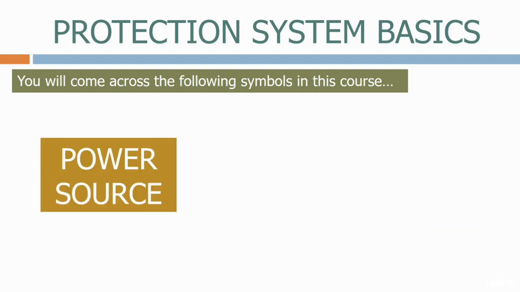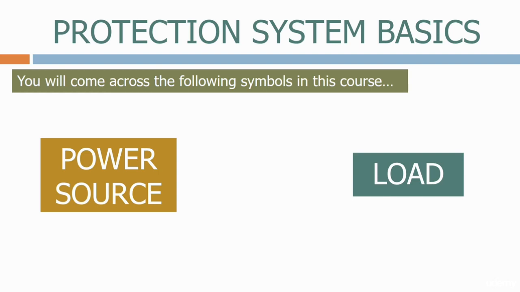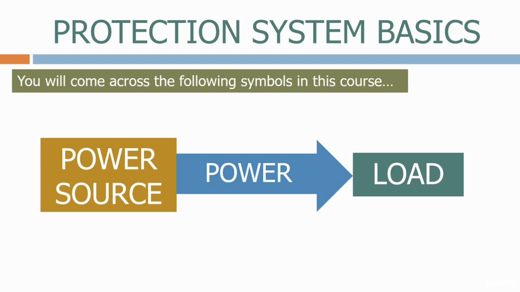The first is the power source. This is where the power is generated. It could be a power station or a diesel generator. Next we have the load. This is where the energy of the system is used up. It could be a large motor, a kettle, or a washing machine. We always assume that the power flows from the power source to the load.